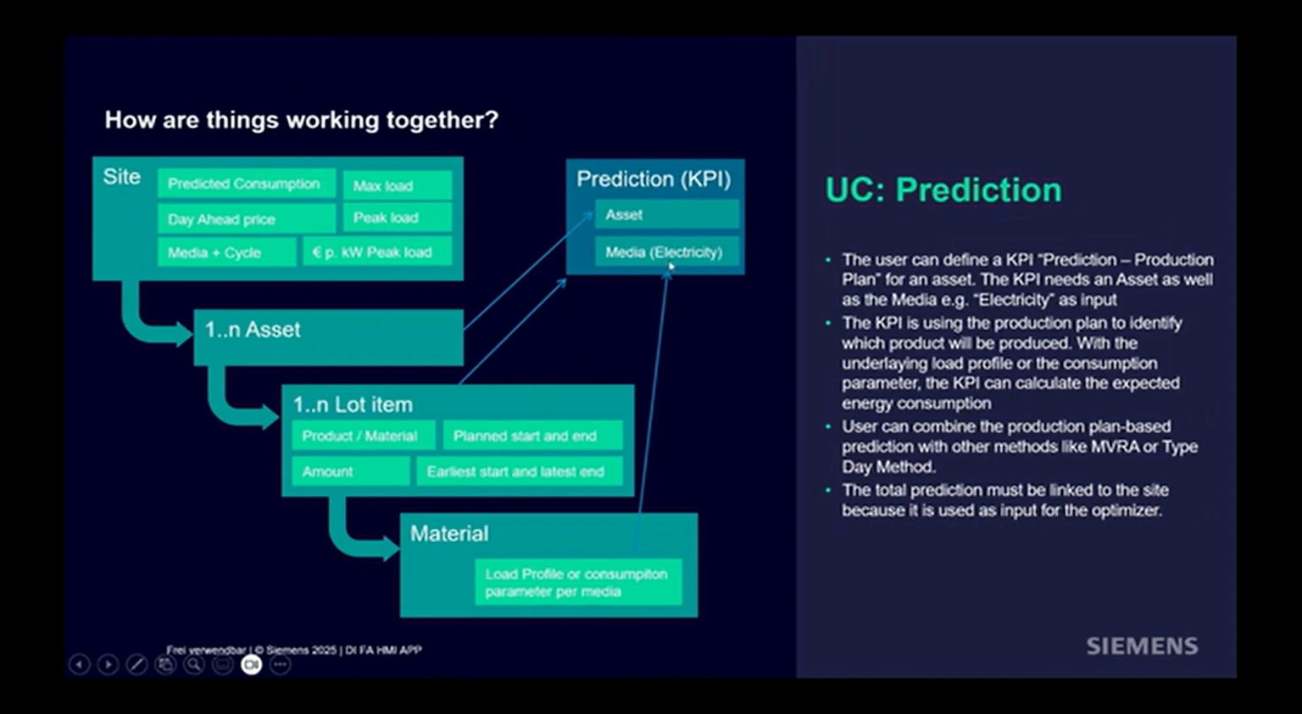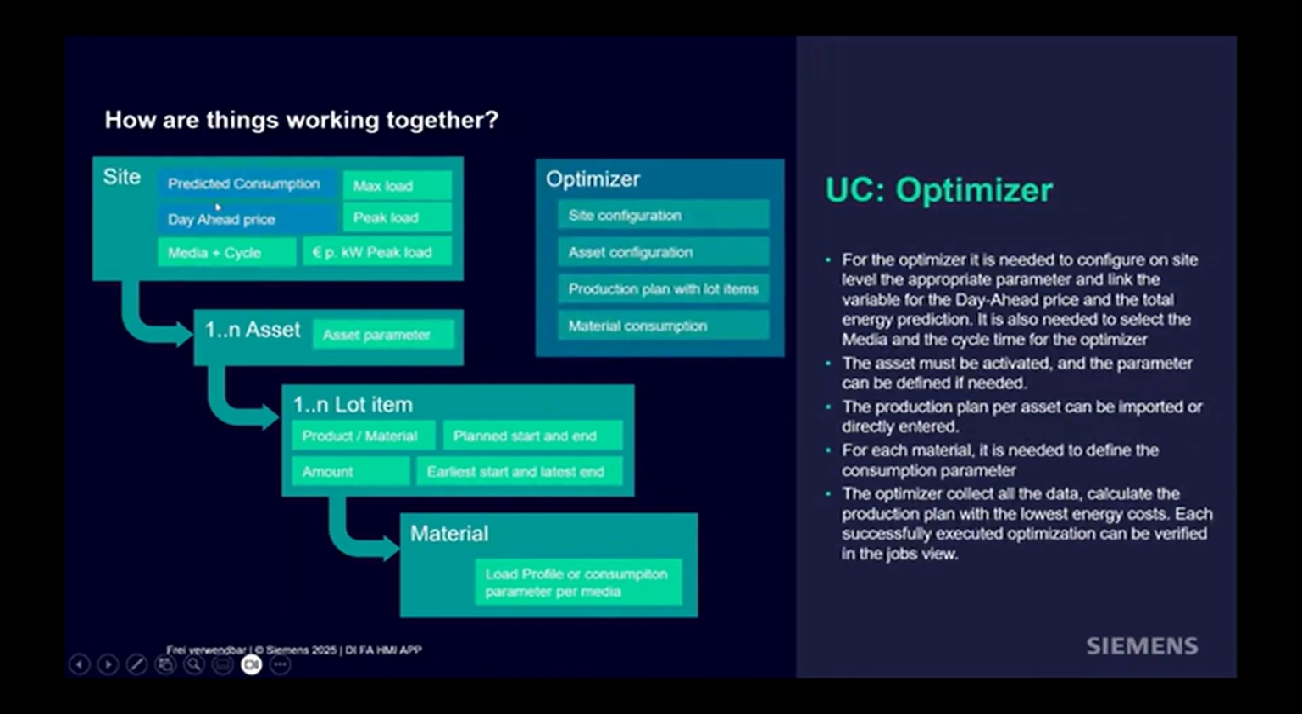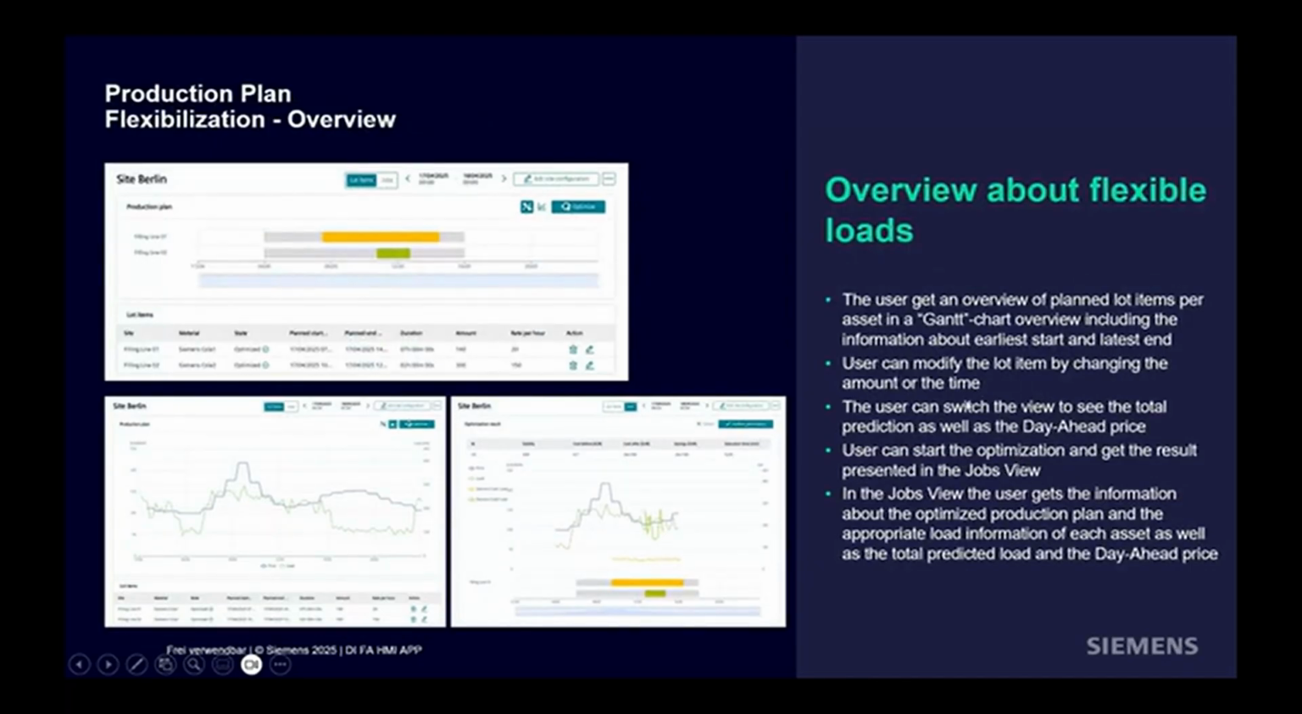So the information we will get from the asset, as well as from the analysis of the electricity consumption based on the batch of the material, will finally be combined with the predicted consumption of the whole factory plus the day ahead price. And therefore we have an artificial intelligence optimizer which will find the best production period according to this predicted consumption and day ahead price for flexible loads. This is important.